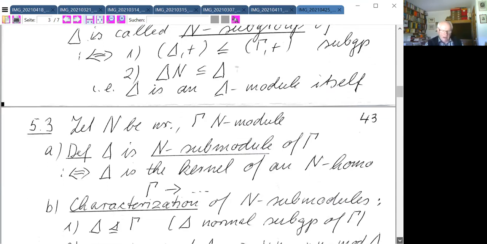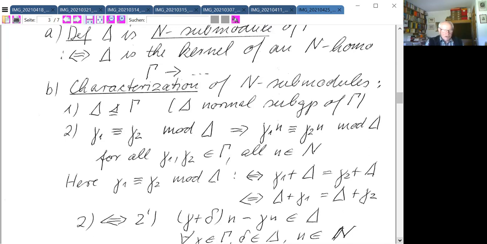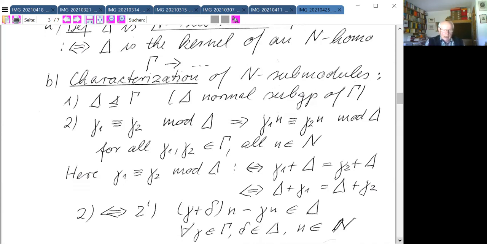Well, we already had the characterization. Please, how can we characterize n submodules? It's clear the kernel of an n homomorphism must be a normal subgroup, and I like to formulate it this way: if gamma 1 and gamma 2 are congruent modulo this normal subgroup delta, that means that gamma 1 minus gamma 2 is in delta, or the other way around, then this congruence is respected by multiplication, by the application of an element of n. This is true for all gamma 1, gamma 2, and all n in n.